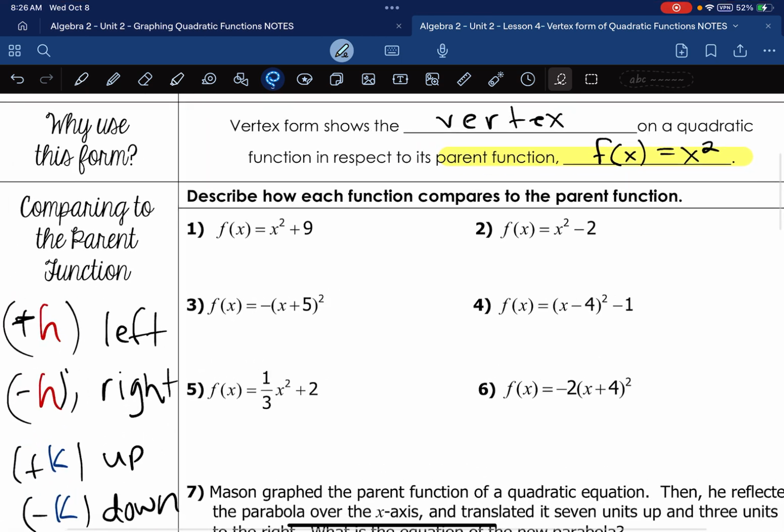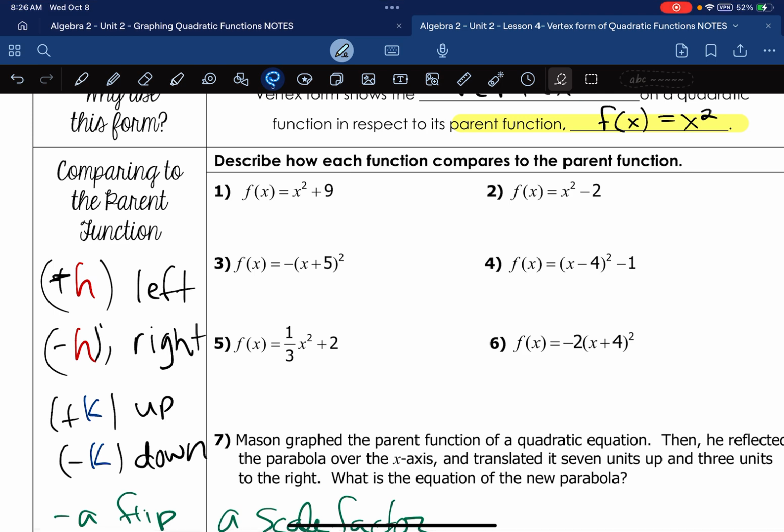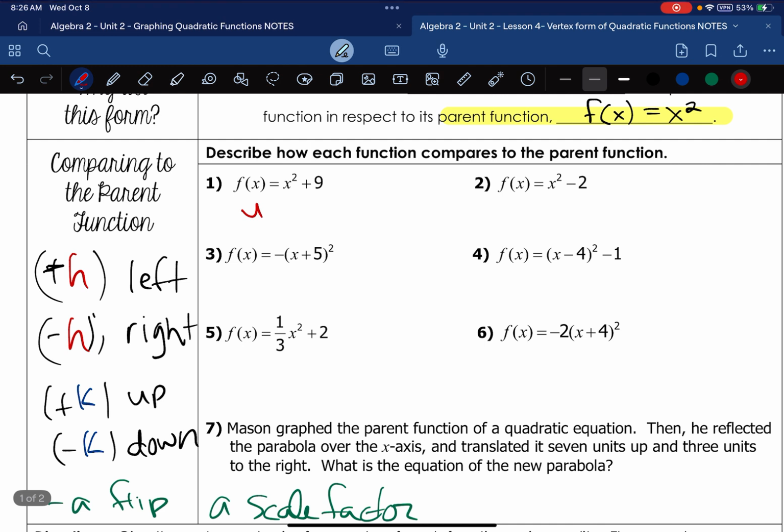Okay, so let's describe these things. If we're describing them, we're going to describe all the different transformations that are happening. So on our first one, on number 1, we have a number outside of the x. So that is k. K is 9, so we go up 9 units. We're going to drop the units from now on. We're just going to say up 9, down 9, right or left. All right, next one, this one would be down 2, the negative symbols that we're going in the negative y direction. So we're not going to put down -2.